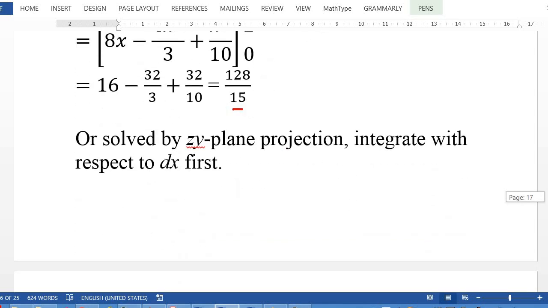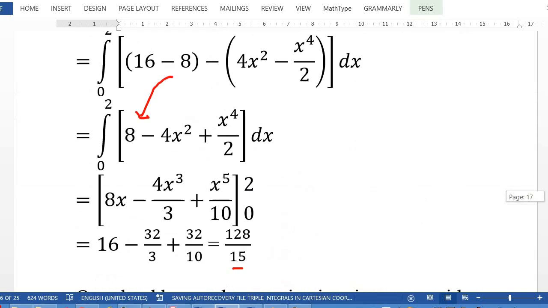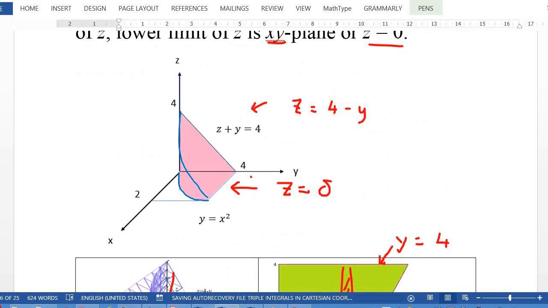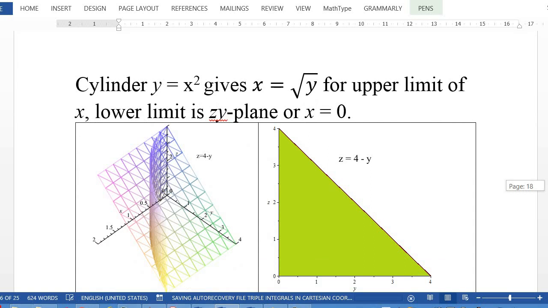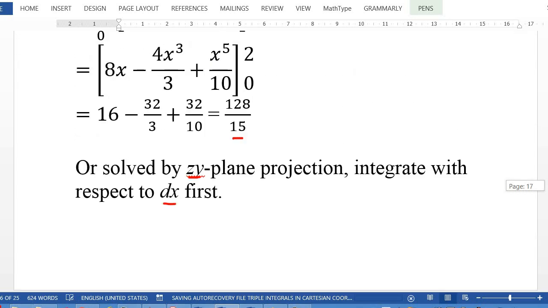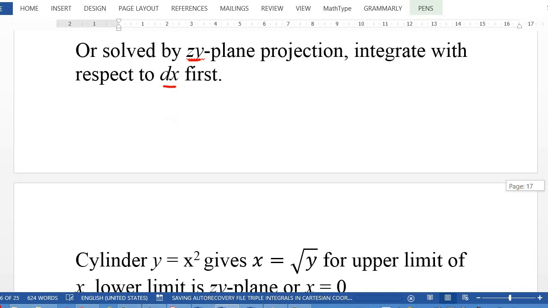If you solve it by the ZY plane, it means you integrate with respect to x first. You actually view the solid parallel with the x-axis. When you view this solid parallel with the x-axis, you press it, and the projection is on the ZY plane. So you see your projection is here, this triangle. If you want to integrate with respect to x first, you must have x as the subject.